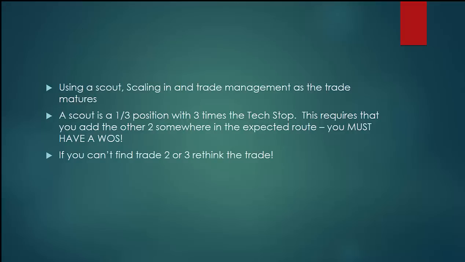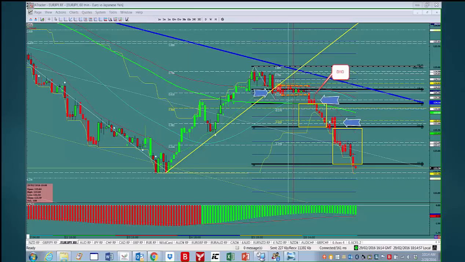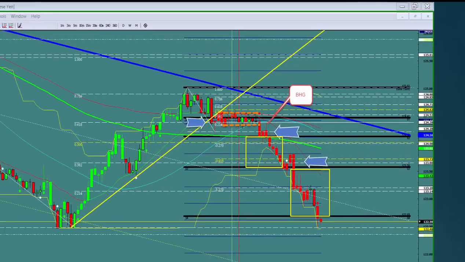So using a scout is scaling in, and then trade management as the trade matures. Remember, a scout is a 1/3 position with 3 times the technical stop. Now that requires that you add the other 2 somewhere in the expected route. So you must have a wide open space. If you can't find trade 2 or 3, rethink the trade.